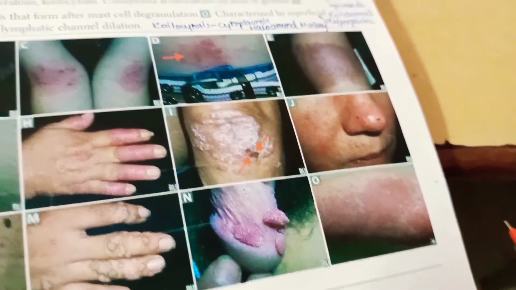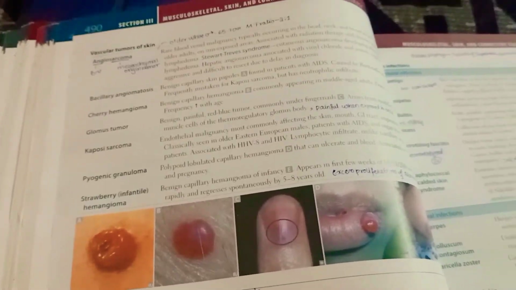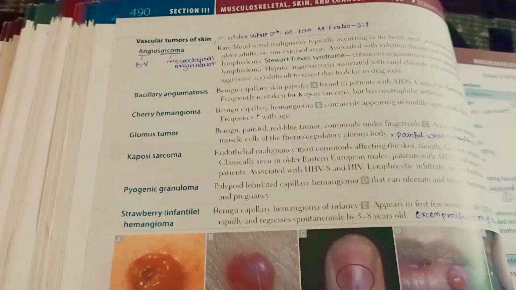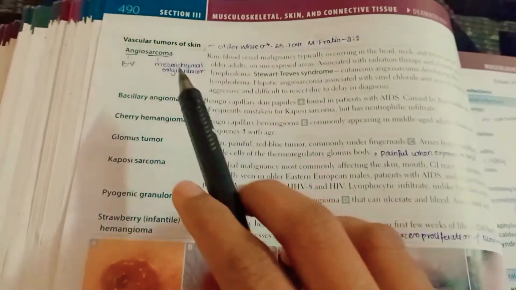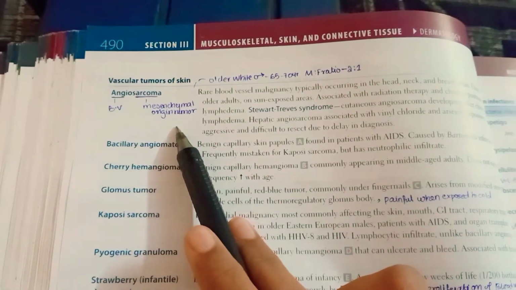Okay, so these are the conditions which are very important. Vascular tumors of skin. According to the name, we can find out the disease. So the first one is angiosarcoma. Angio means blood vessel, sarcoma means mesenchymal origin tumor.